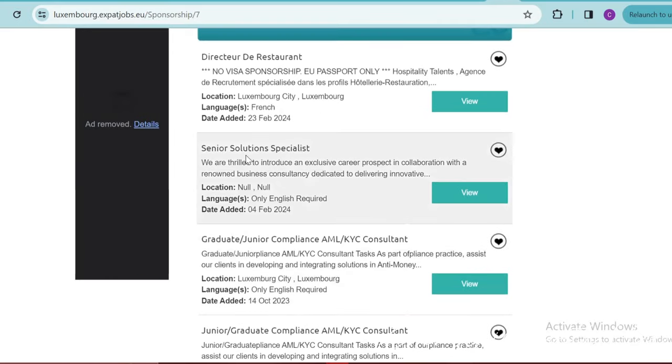There is a senior solution specialist, only English. This one requires French. So if you know how, but this one, like they said, no visa sponsorship, EU passport only. So this one is not for us. Well, let's come back to this one. This one requires only English, so you can apply to it, senior solution specialist.